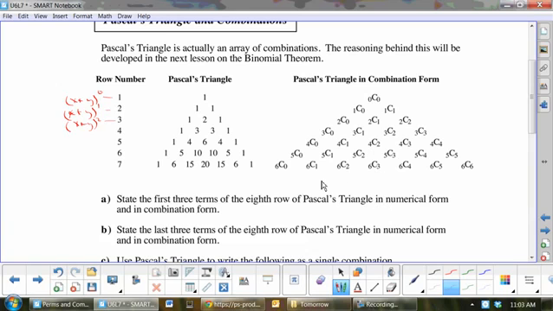Now, if I asked you, what is the third term in the 7th row? I want all of this. The third term in the 7th row, that's 6c2. Would you know that? How are you going to manage to remember that? The third term in the 7th row. Now, what is 6c2? It's obviously 15.